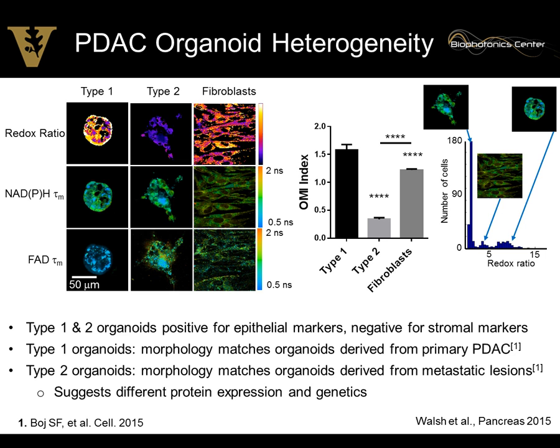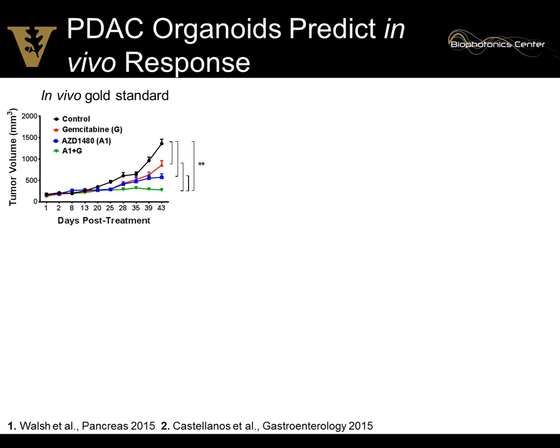Oh, and I just want to show this data because it was really exciting. These are very well separated. So these are the actual histograms for the data, where you can see the type 1 organoids, the fibroblasts, and then the type 2 organoids. So they're quite different in their redox ratio.